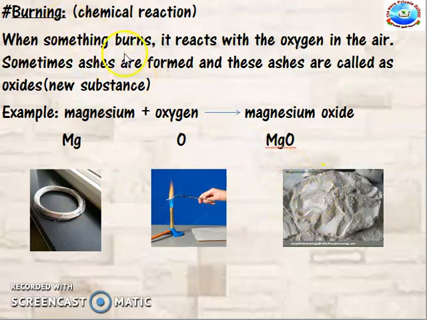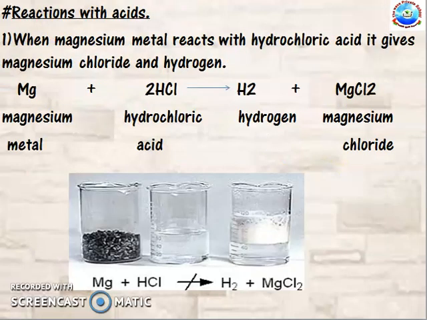See, when something burns, it reacts with oxygen in the air, and sometimes ashes are formed. What are these ashes called? They are called oxide. So this new substance is called oxide. Of which metal are these oxides? These are oxides of magnesium. We burn magnesium and then we get oxide. Clear with this chemical reaction? Let us see some other reaction.